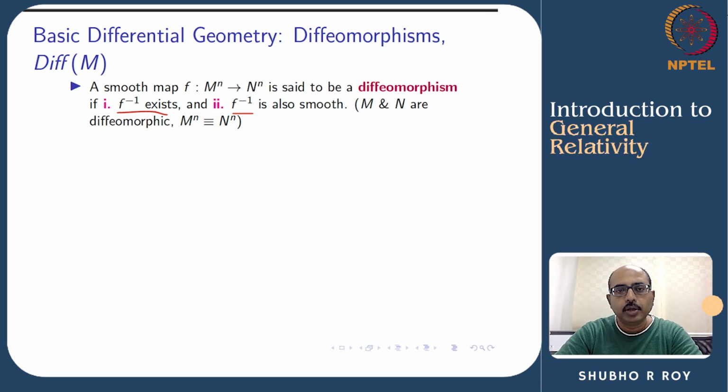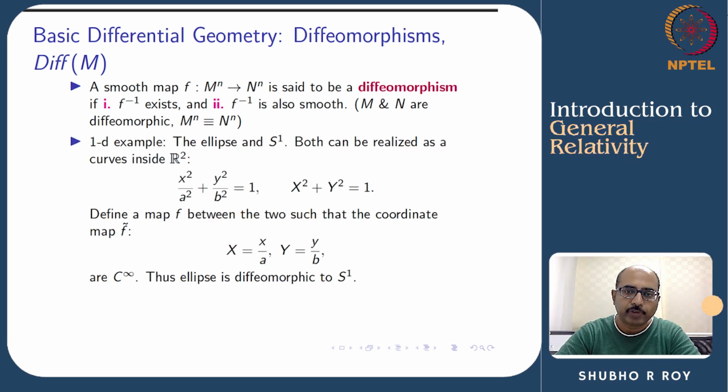All right. So the punchline is that if two manifolds are diffeomorphic, we don't really treat them as different manifolds. And let me give you an example. Again, my favorite example is always going to be involving the unit circle S1. Consider the S1 and the ellipse.